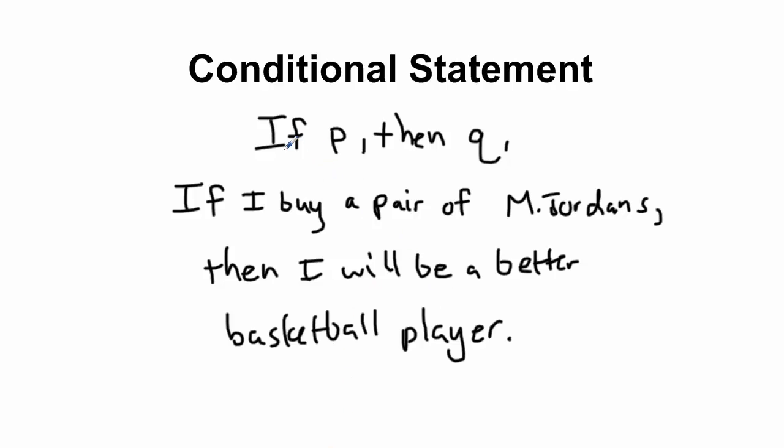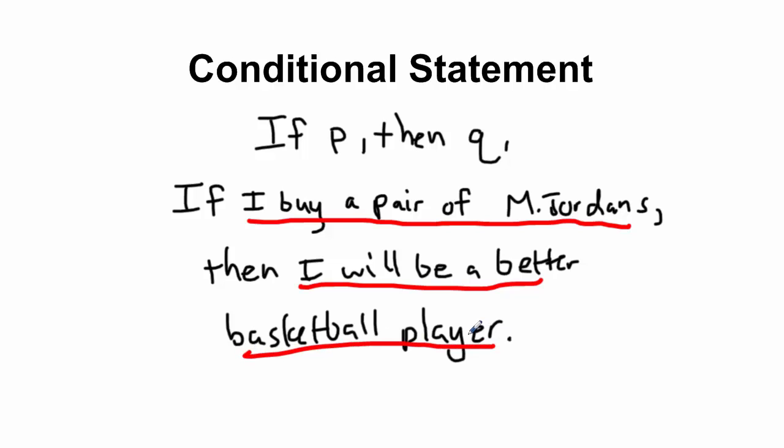So whatever comes after the word if, so I buy a pair of Michael Jordans, that'll be my hypothesis, P. Q would be represented by whatever comes after then, so I will be a better basketball player. So here's my conditional statement: if I buy a pair of Michael Jordans, then I will be a better basketball player. This right here would be my P, and this second part is the Q.